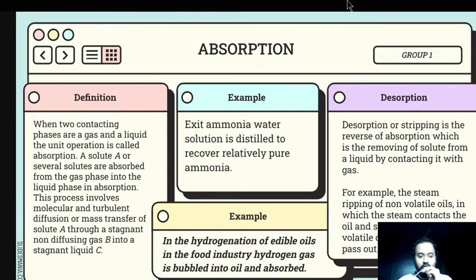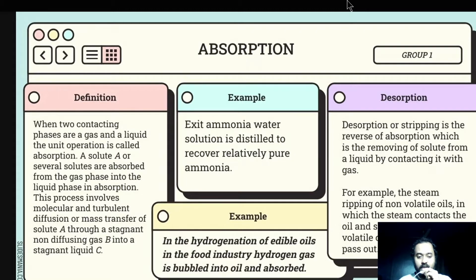Absorption. When two contacting phases are a gas and a liquid, the unit operation is called absorption. A solute A or several solutes are absorbed from the gas phase into the liquid phase in absorption. This process involves molecular and turbulent diffusion or mass transfer of solute A through a stagnant non-diffusing gas B into a stagnant liquid C.